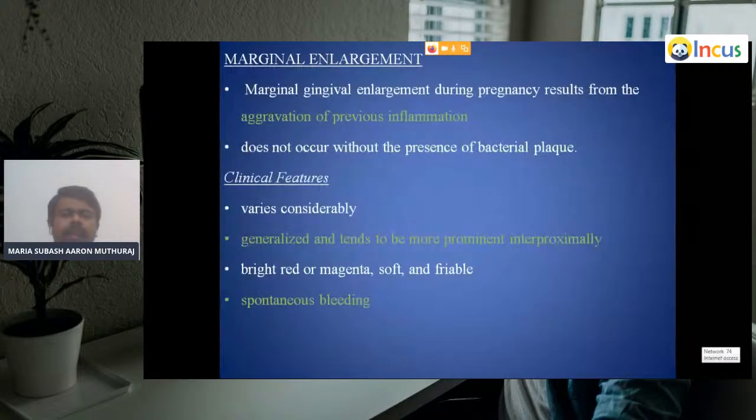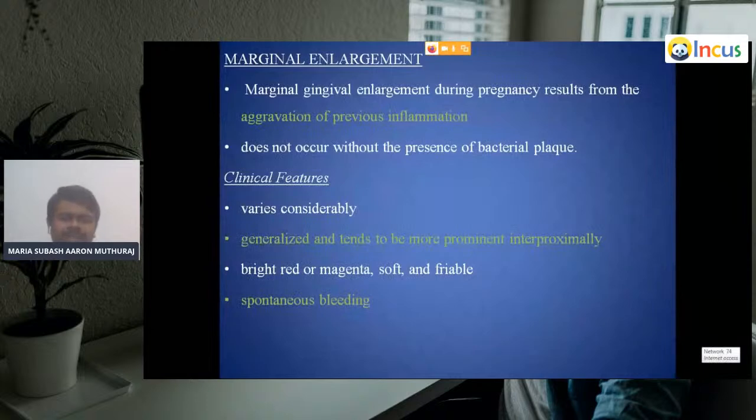Marginal enlargement occurs during pregnancy due to aggravation of previous inflammation. Actually, in some patients who have local irritating factors along with gingivitis, when such a patient becomes pregnant, there will be aggravation of the previous inflammation, which will lead to marginal enlargement. It won't occur without the presence of bacterial plaque. That is, bacterial plaque is very important for marginal gingival enlargement. Marginal gingival enlargement varies considerably. Mostly it will be generalized, and it will be more prominent on interproximal surfaces. Interproximally, marginal gingival enlargement more commonly occurs.